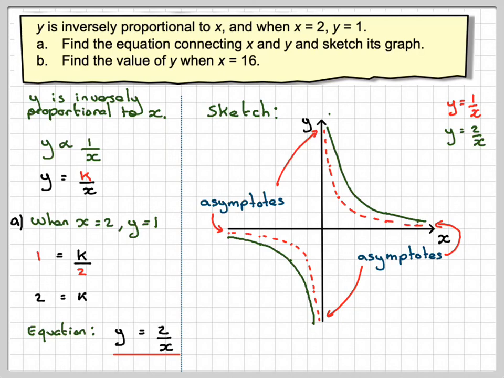We're asked to find the value of y when x is equal to 16. So when x is equal to 16, we put 16 into this. We're going to get y is 2 over 16. Y is going to be equal to 1/8.